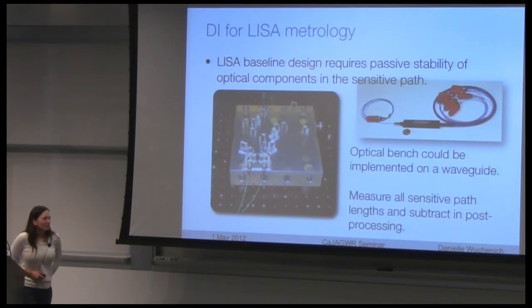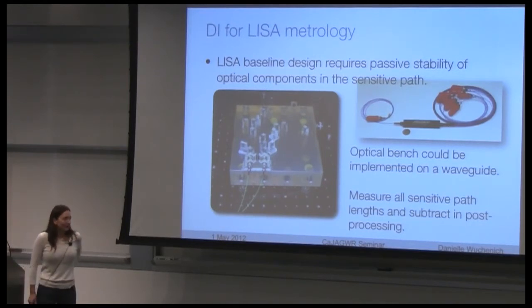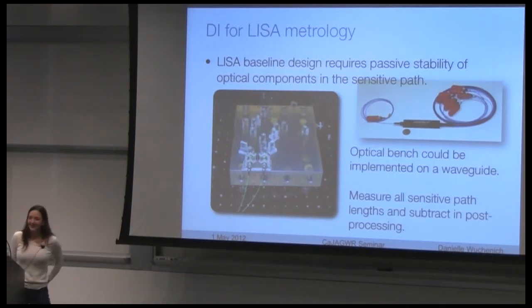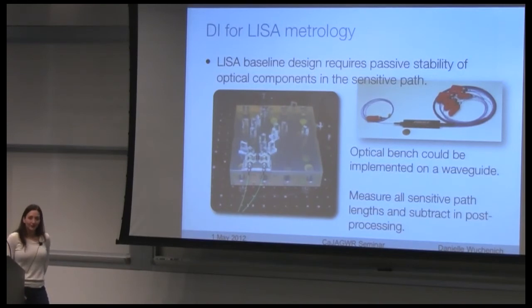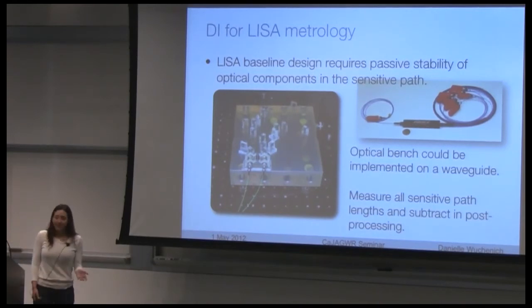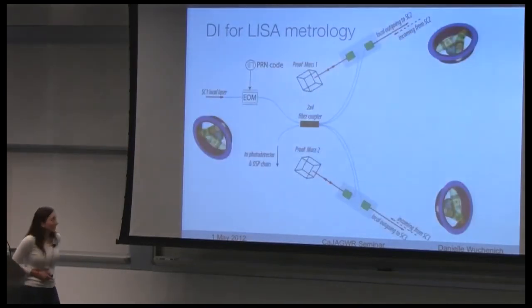What if we could make it more simple? What if we could implement the optical bench as something as simple as a waveguide? Especially with all of the drama, I suppose, that's been happening with LISA recently, it is useful to have a think about some of these things. How much simpler could we make it? Do we really need passive stability of all these sensitive path lengths? What if we could just measure all of them to picometer stability, and then do something with that?